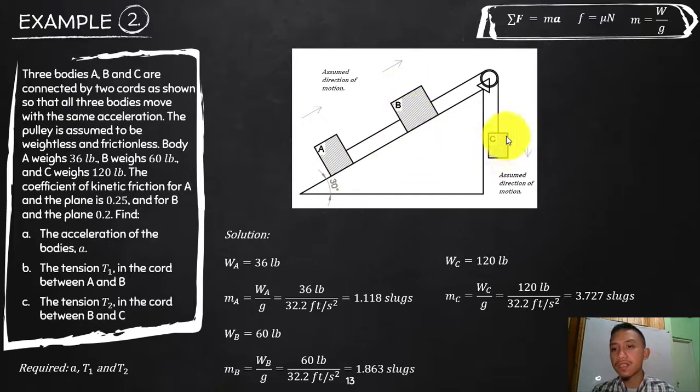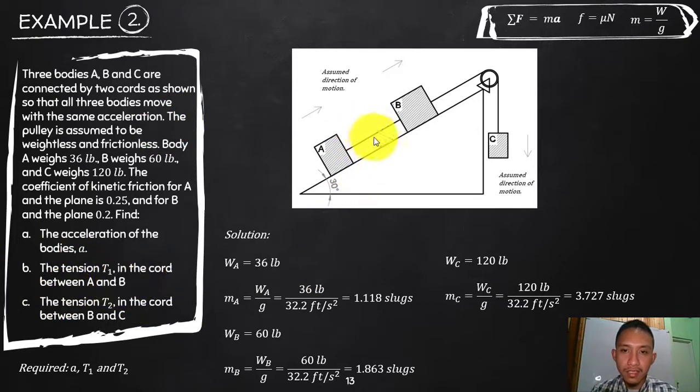Of course, there is no friction in your C because that is hanging, that is not attached on the surface. So what we are going to find here is the acceleration of the bodies. Of course, only a single acceleration since they act as one. So the acceleration of A is the same as B is the same as C. And then the tension in the cord between A and B.